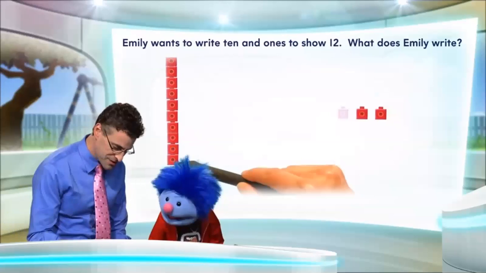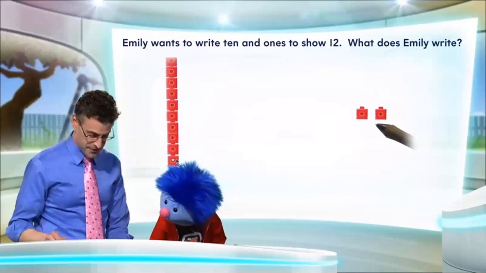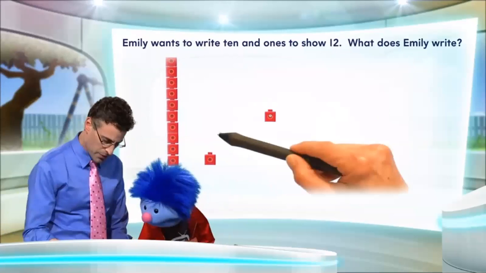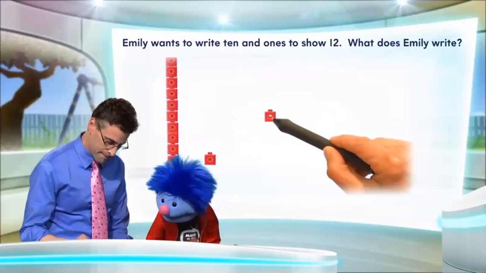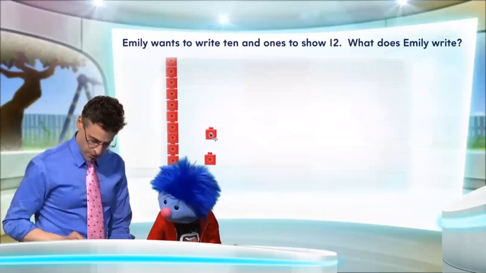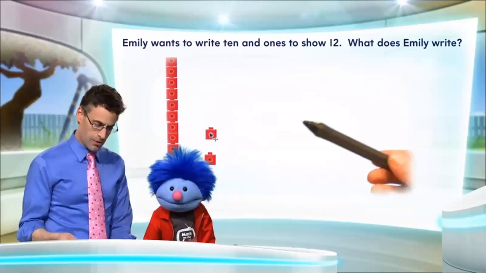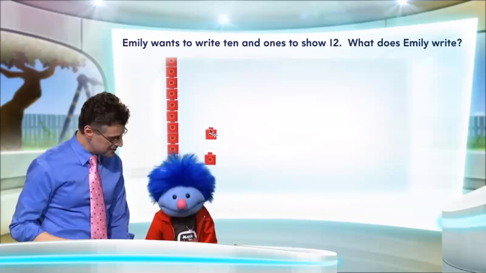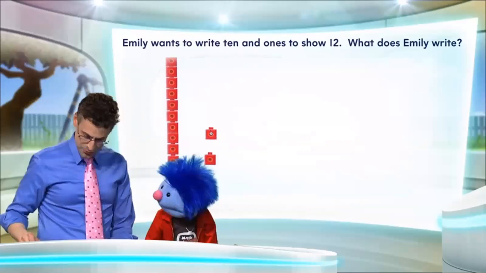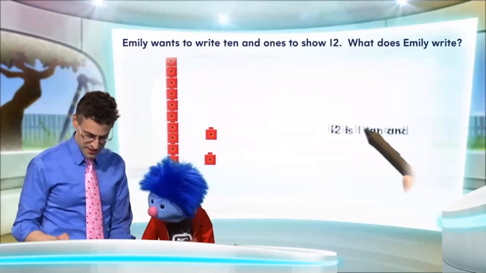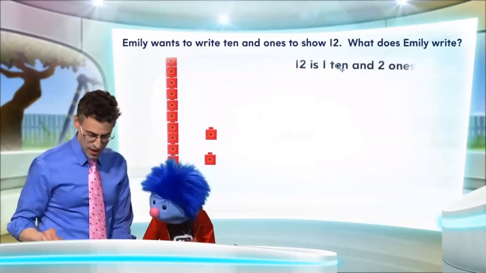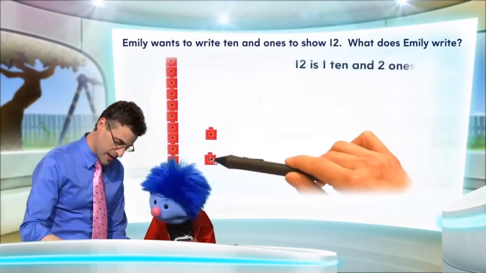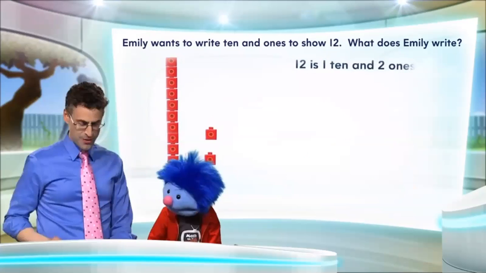Okay. Now, there's some extra stuff here. These are our ones. So we're going to have 1, 1, and then we're going to have another 1. So let's take a look at what we see here. What we see here is that 12 is really 1 ten and 2 ones. And we can actually write that out using words. And we can say 12 is 1 ten and 2 ones, because we have one group of 10 and we have 2 ones.